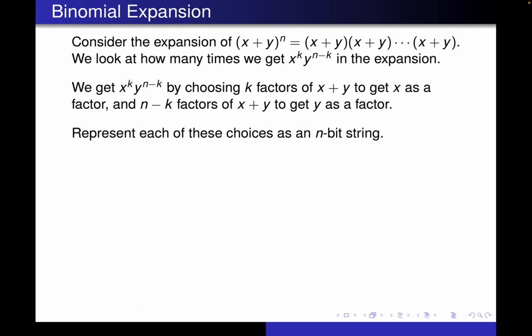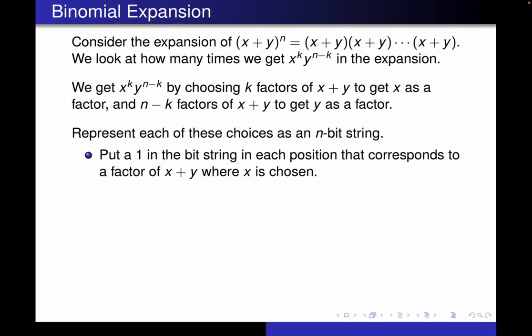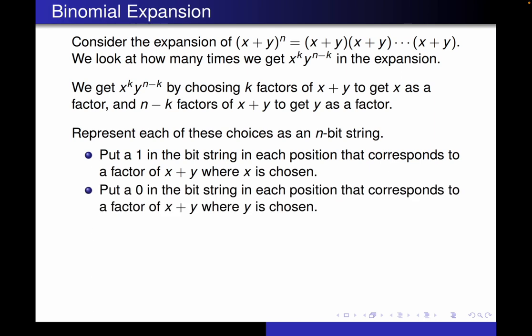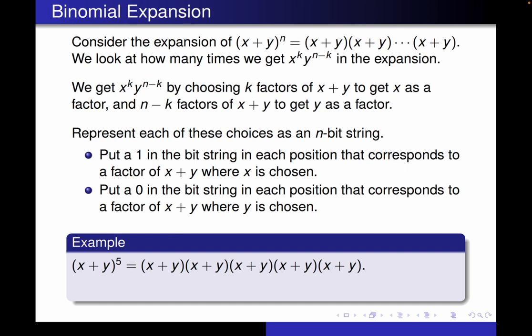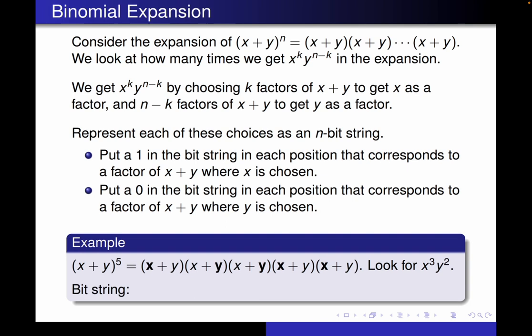We can actually represent each of these choices as an n-bit string. We put a 1 in the bit string every time we choose an x, and we put a 0 in the bit string every time we choose a y. So if we're looking at (x plus y) to the 5th, and let's say we're looking for x cubed y squared, and this is what we choose. We choose an x in the 1st, 4th, and 5th places, and then a y in the 2nd and 3rd.